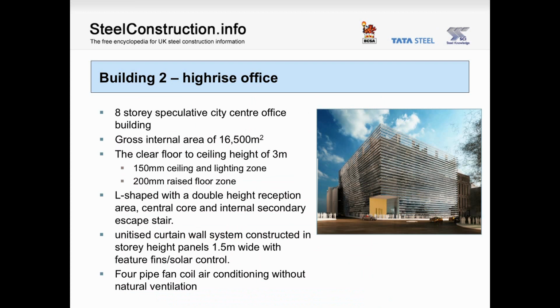Moving on to consider Building 2. This is an 8-storey speculative city centre office building of 16,500 metres squared gross internal area. It's L-shaped with a double height reception area. The clear floor to ceiling height is 3 metres. It also includes a 150mm ceiling and lighting zone, but the raised floor is 200mm. It's clad with a standard curtain wall system.